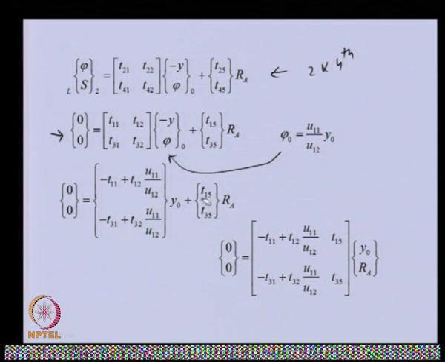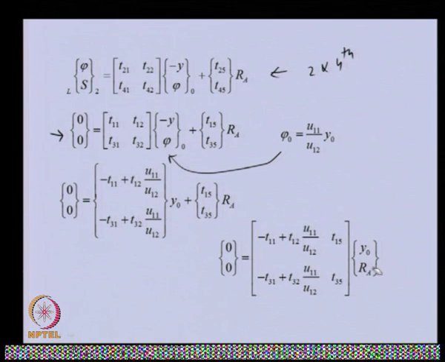Now these two equations contain only two unknowns, y naught and Ra. These two equations we have obtained by using this. Basically we have eliminated phi naught from this, and this equation we can write like this. So you can see we have rearranged these two equations containing two unknowns, but these are homogeneous equations. So I have rearranged this in this form, in which I am writing the two unknowns now in this form.